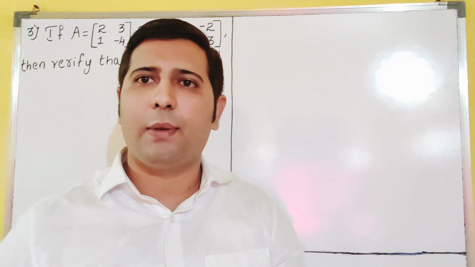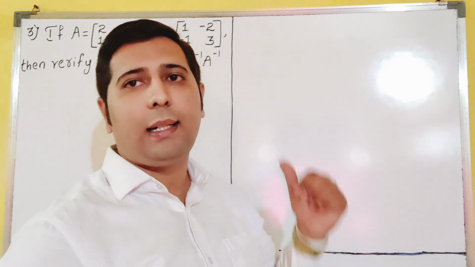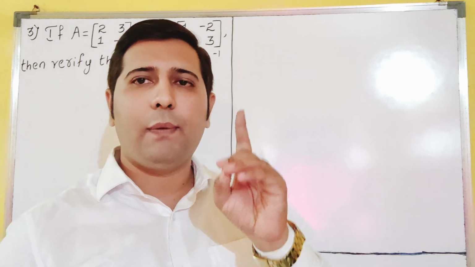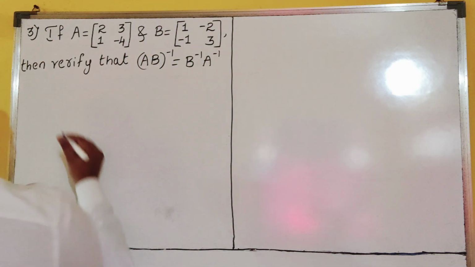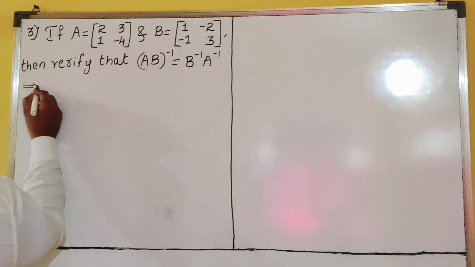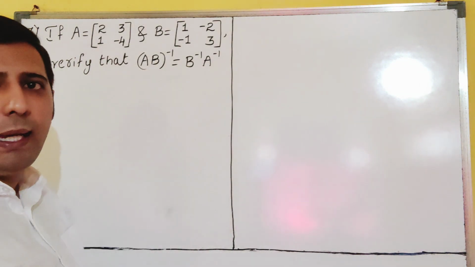Very simple question, dear students. Already two different sums we have done. This is the third sum. In 3, 1 will come in the final exam, dear students. So now observe here very carefully. So how to find this one? What they had asked: verify that (AB) inverse is equal to B inverse into A inverse.